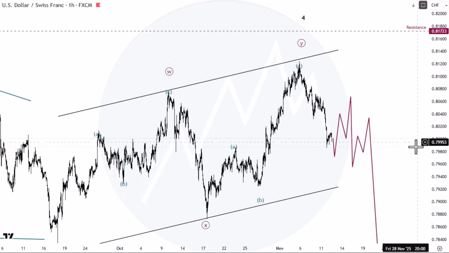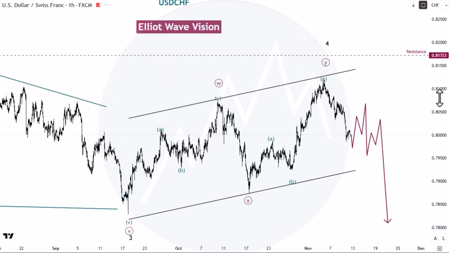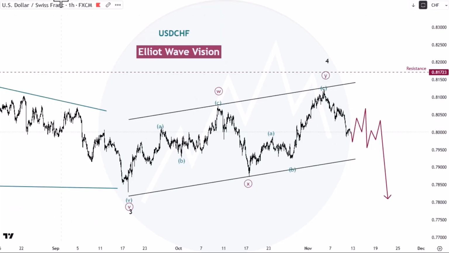So let's go directly to the CHF, the Swiss franc.